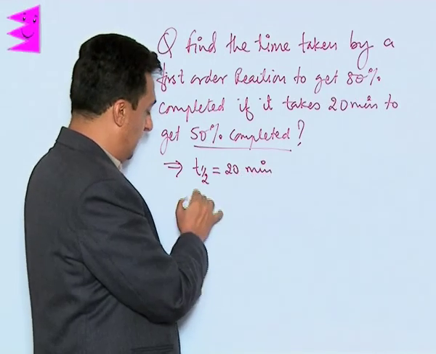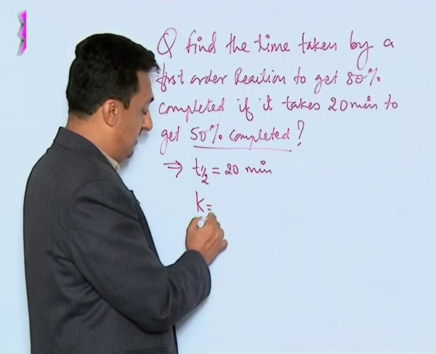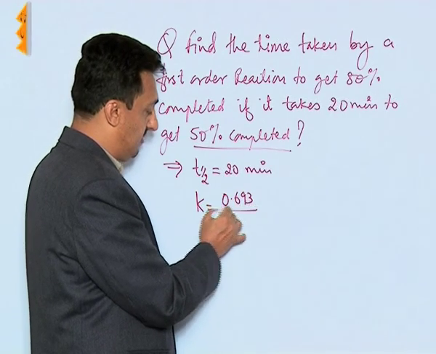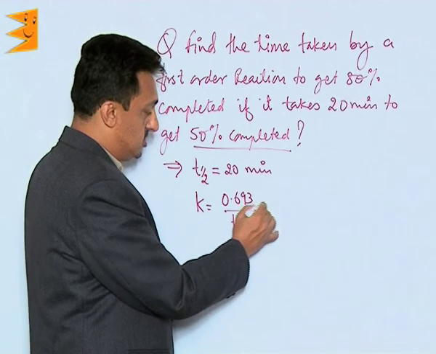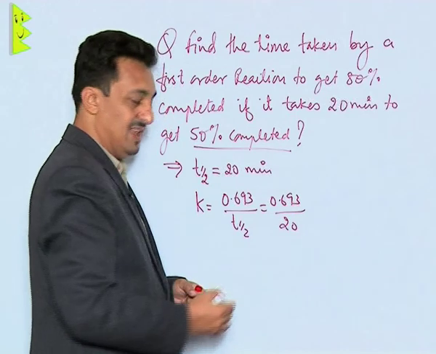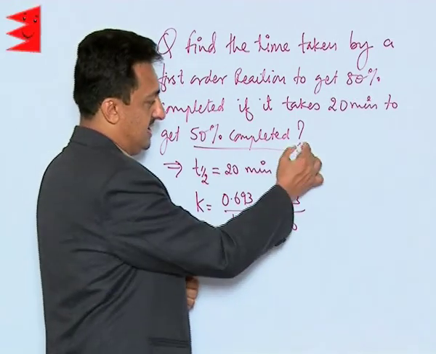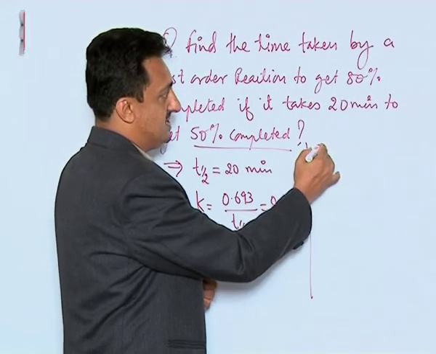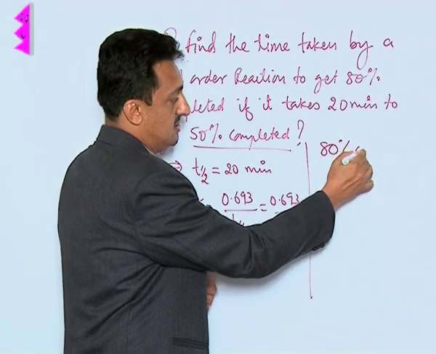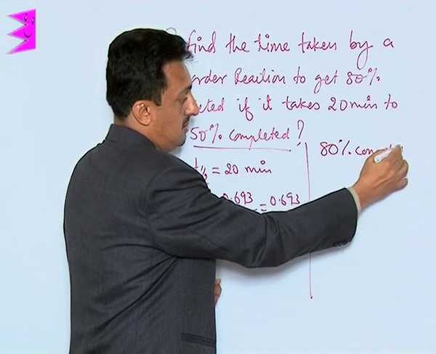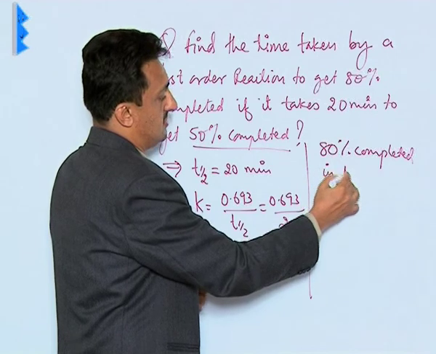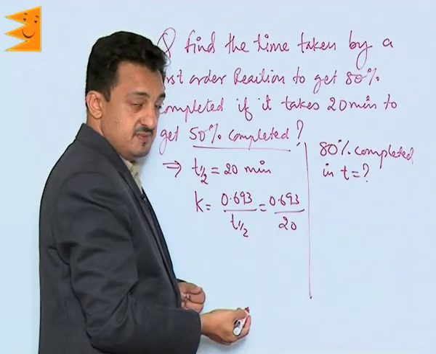Now from here we can easily find out that the rate constant of this reaction will be 0.693 by t half. So it will be 0.693 by 20, and it will be in minutes. The second condition given to us says the reaction gets 80% completed in some time, which we have to find out.